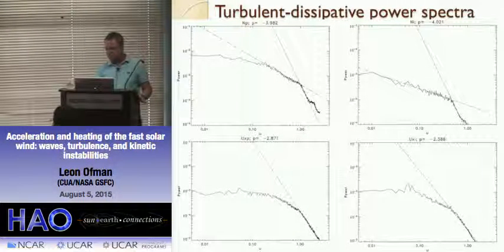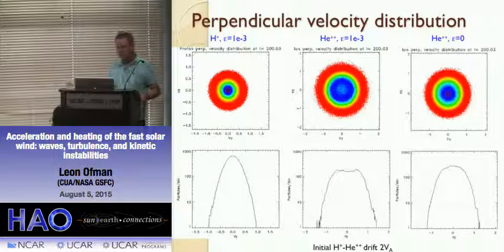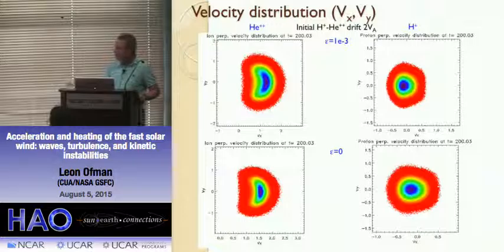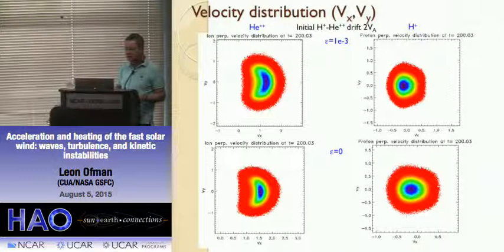So this is just showing the details of the velocity distributions for the protons and helium ions in the perpendicular direction, and this is including the parallel. This is parallel perpendicular direction, so we see some of the features that are due to the drift that recover the observed features.